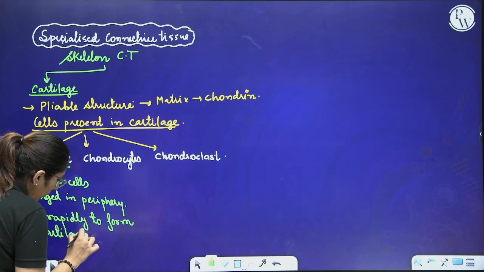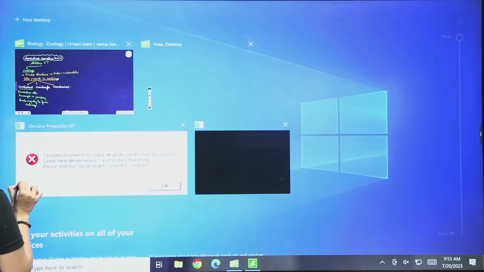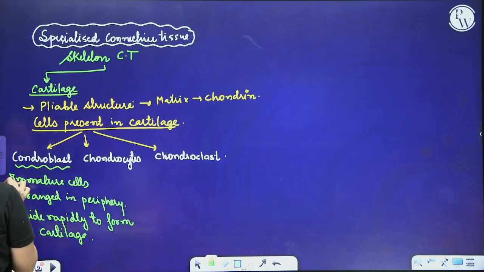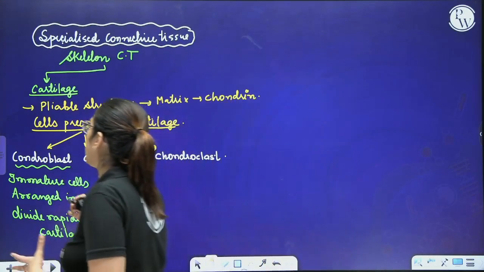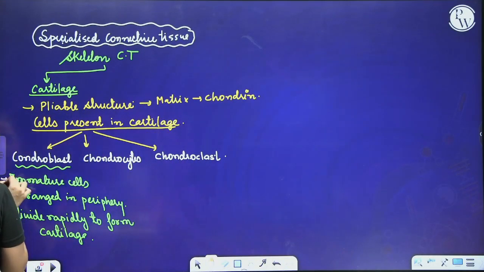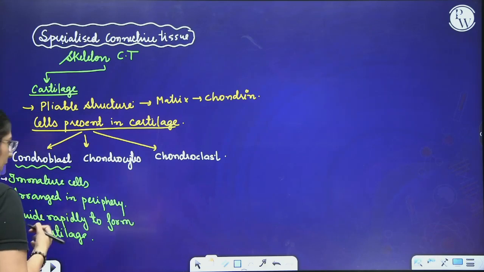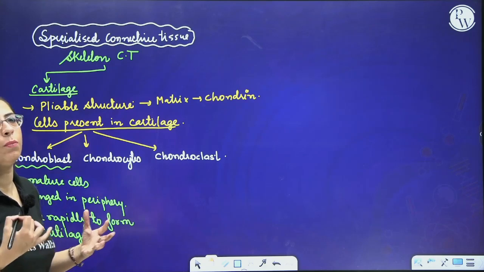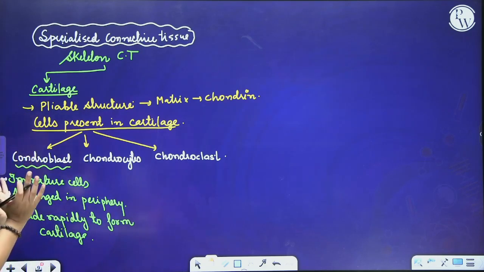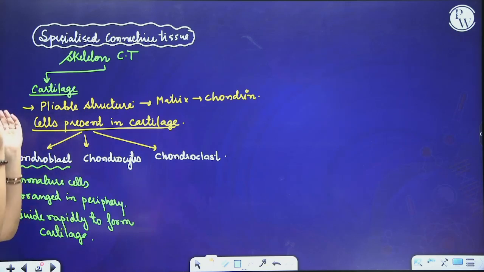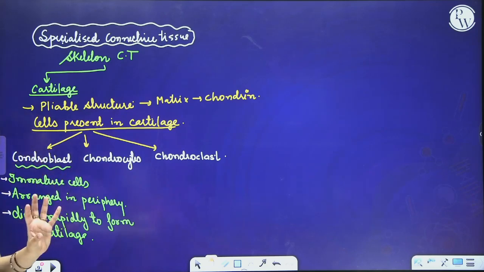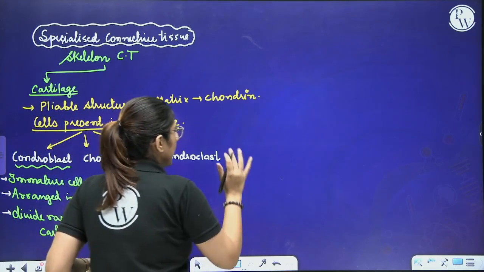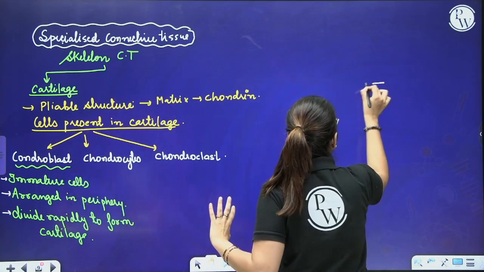We all know that whenever we talk about a kid's bone, the baby's bone, it is pliable, it is soft. This is because they have these cartilages. Later on, these cartilages are replaced with bones. Clear? So immature cells arranged in the periphery divide rapidly to form the cartilage. See, here, let's make this diagram so that you can have a better understanding.